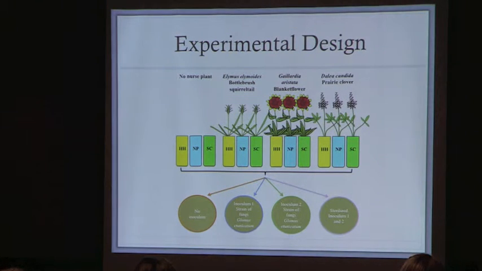So we used 3 different functional groups. One was a grass, bottlebrush squirreltail, a forb, blanket flower, and a nitrogen-fixing legume, prairie clover. We planted those 3 different species into the 3 different whole soil inoculums. And then we added another layer of treatment where we added AMF-specific strains of inoculum.